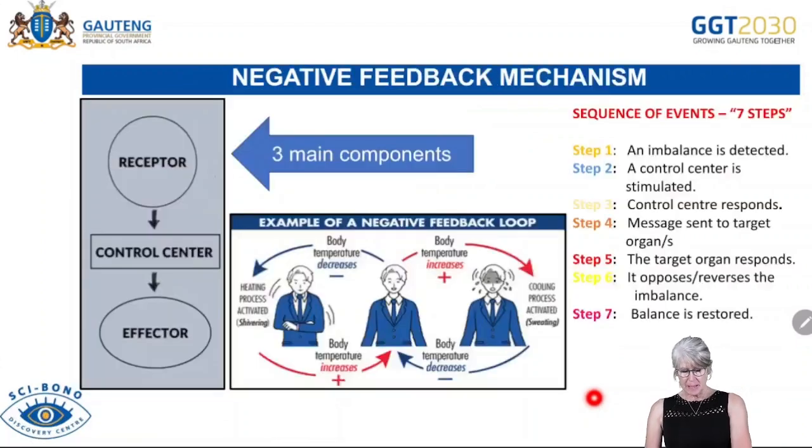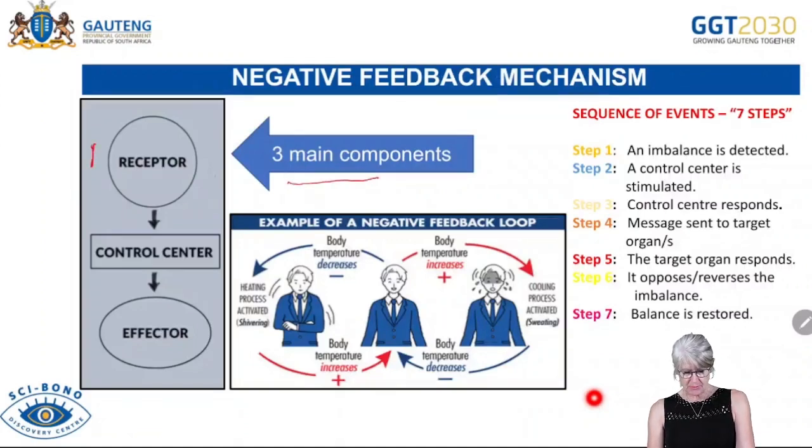Then a negative feedback mechanism is very simple. A negative feedback mechanism doesn't mean that it has a negative effect on the body. It basically means that there's continual feedback happening. And the feedback mechanism always has three main components.